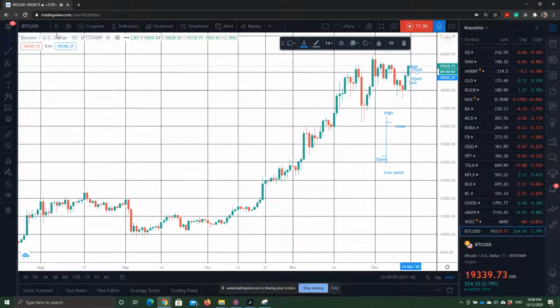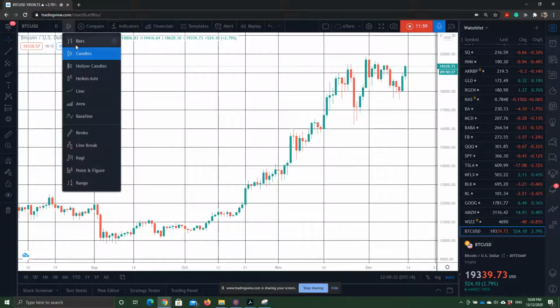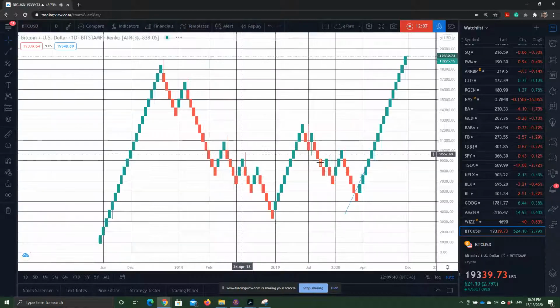Okay, we covered line and bar and candlestick, two different types, the traditional and also the colored one. Let's delete some of the notes now. Okay. Next one, let's talk about Renko. I like Renko charts.